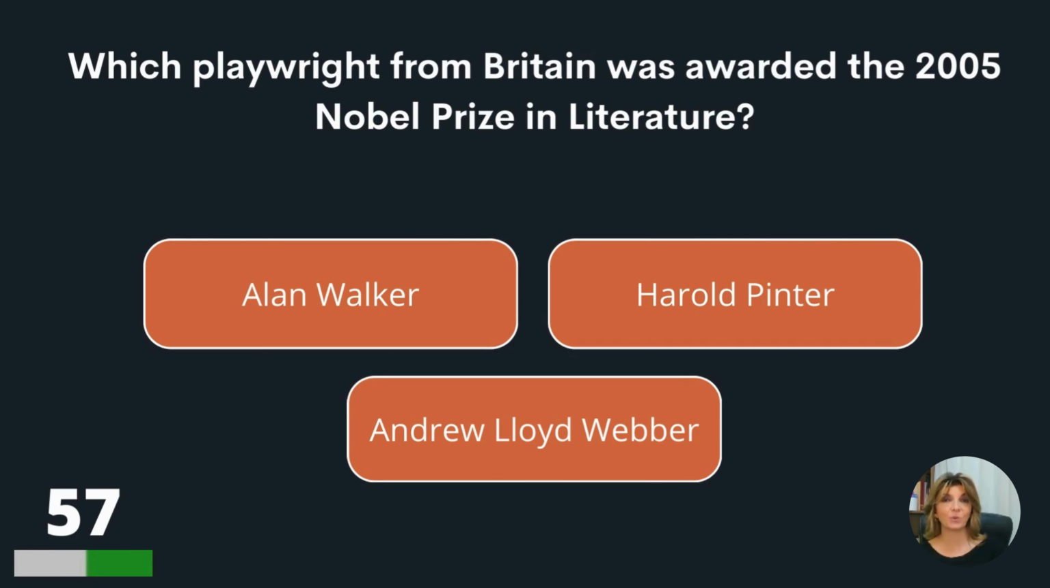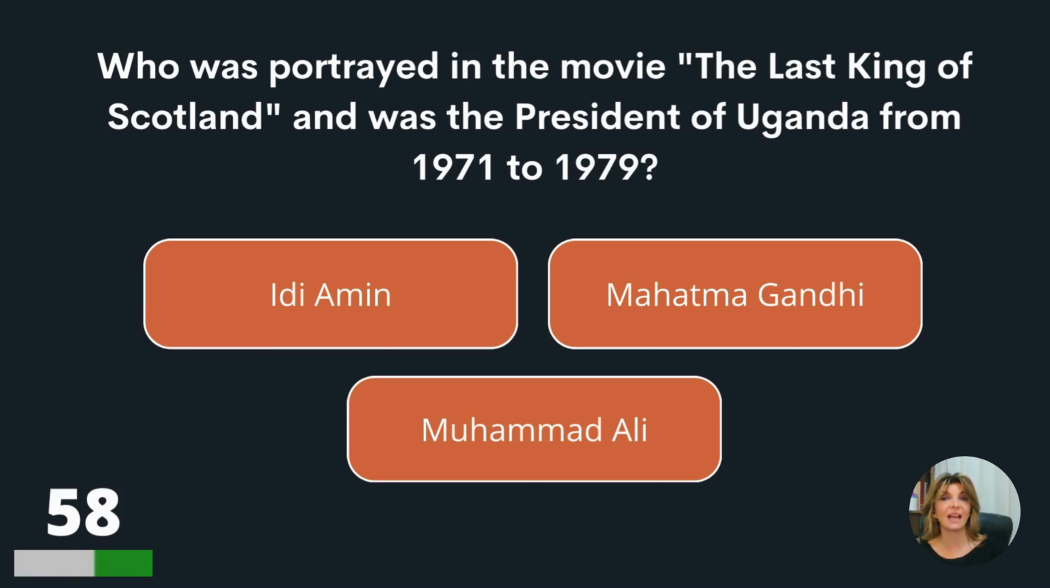Who was portrayed in the movie The Last King of Scotland and was the president of Uganda from 1971 to 1979? Idi Amin, Mahatma Gandhi, or Muhammad Ali? Idi Amin.